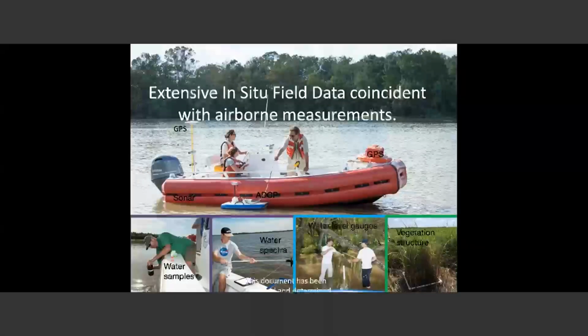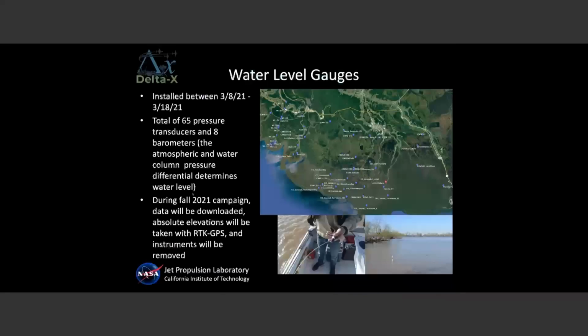At the same time, we had all these boats in the water, and the water level gauges were recording measurements as well. This is a map of those water level gauges that we installed. Those were installed in March of 2021 and retrieved in August and September 2021. So they were there for approximately 6 months to cover both the spring and fall campaign.